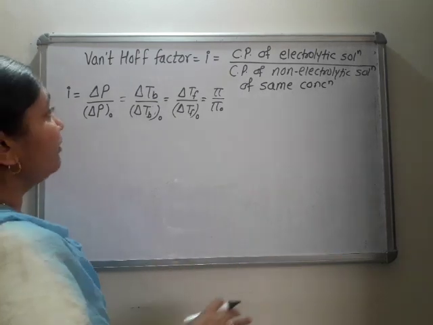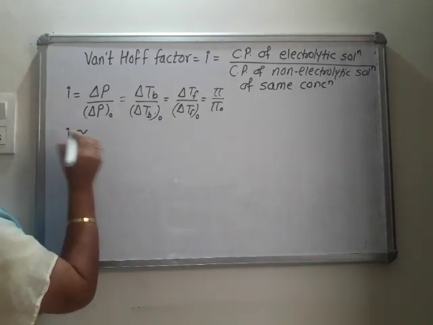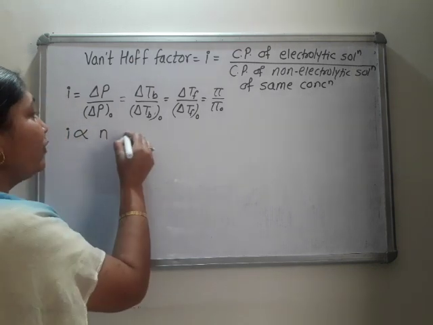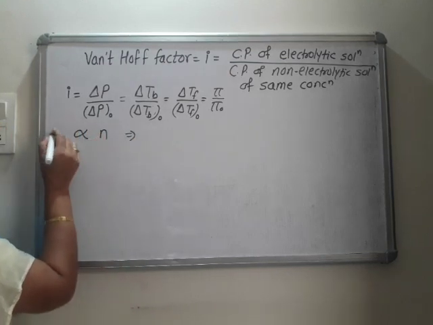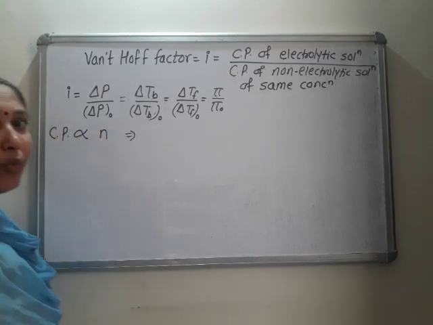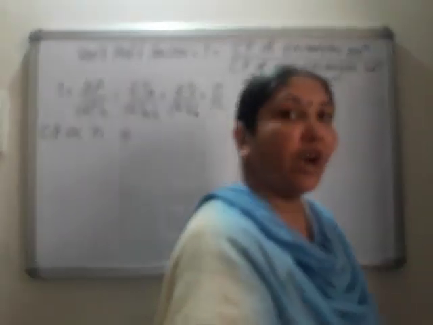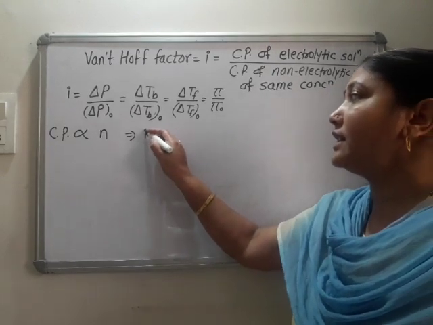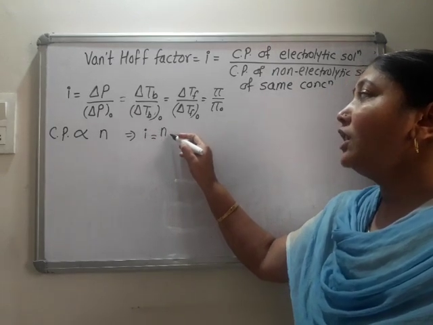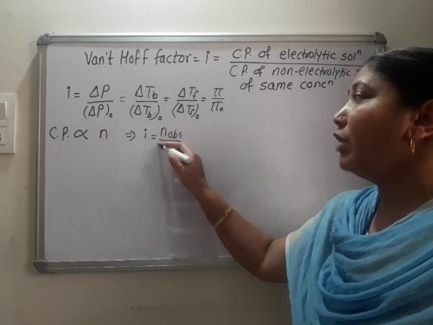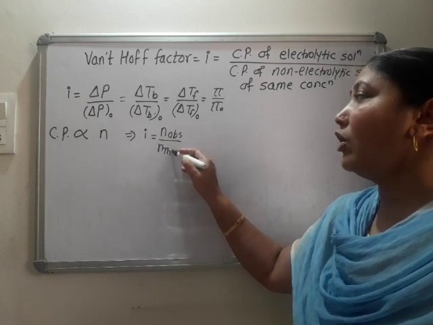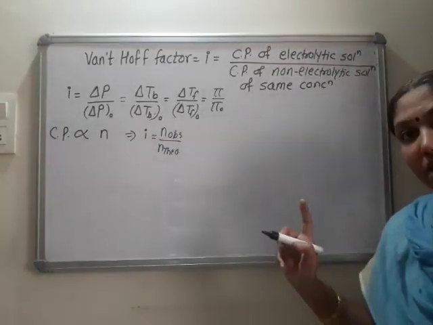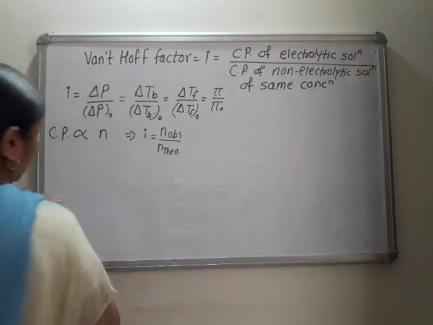Okay. One more thing we know: the colligative property is directly proportional to the number of particles. More the number of particles, more is the colligative property. So this indicates that i is equal to the number of moles observed upon the number of moles theoretical. Okay. One more important thing.